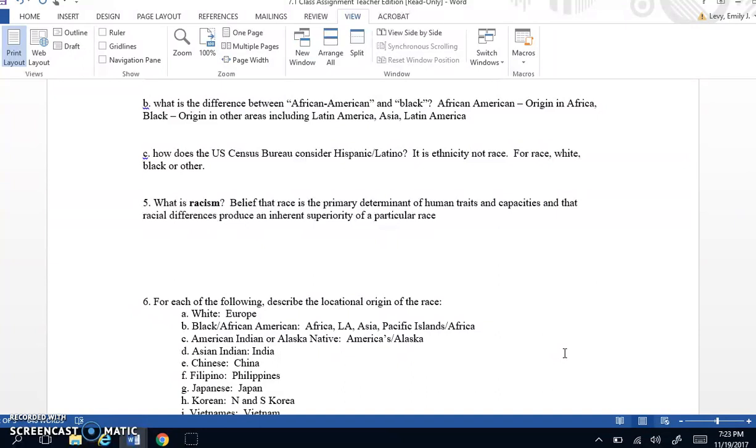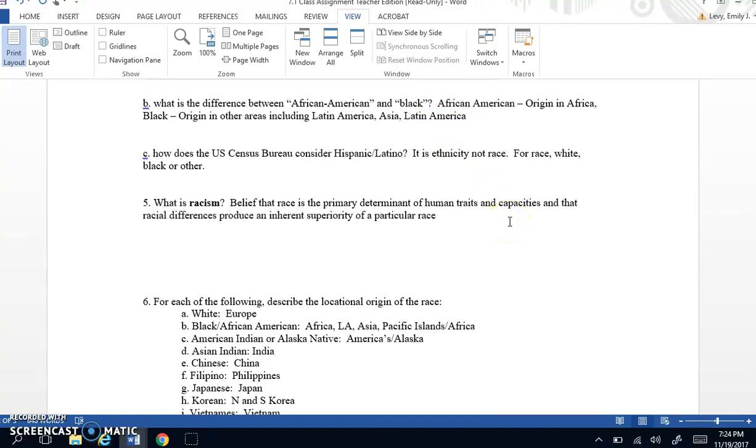Black can be African Americans, but it can also be people who have origin in other areas, including Latin America, Asia, and this should say the Caribbean. I apologize for that. Latin America, Asia, and also Pacific Islands.